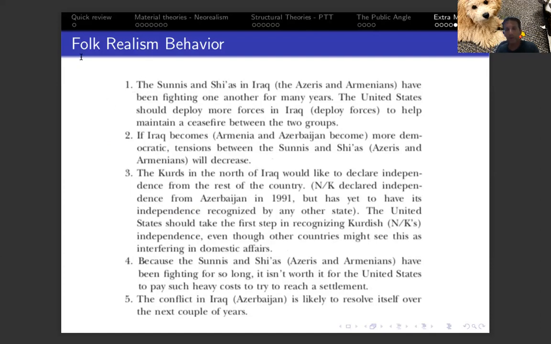And the question was, I'm going to focus here on the first, just to give you an example about the type of behavior that realists or non-realists are supporting. So the Sunnis and Shiites have been fighting for many years. And the question is, the United States should deploy more forces in Iraq to help maintain a ceasefire between the two groups. So whether you want to engage in an action which fits with this kind of definition or not. So this is a list of examples. You can go and read the paper, or just look at my example here to see other examples of types of scenarios.